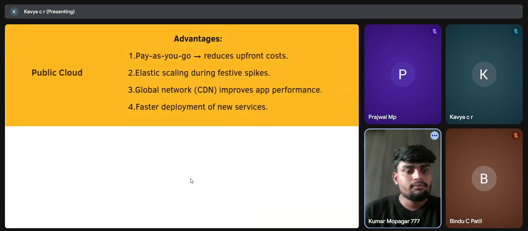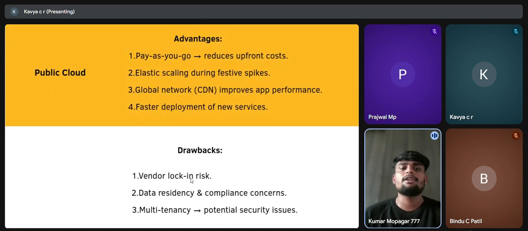Next, public cloud. It has the advantages of pay as you go, which reduces cost. It has elasticity, scaling during peak times, which means offers during festivals and other days, and delivery of food. Also a global network CDN improves the app performance and allows faster deployment of new services.